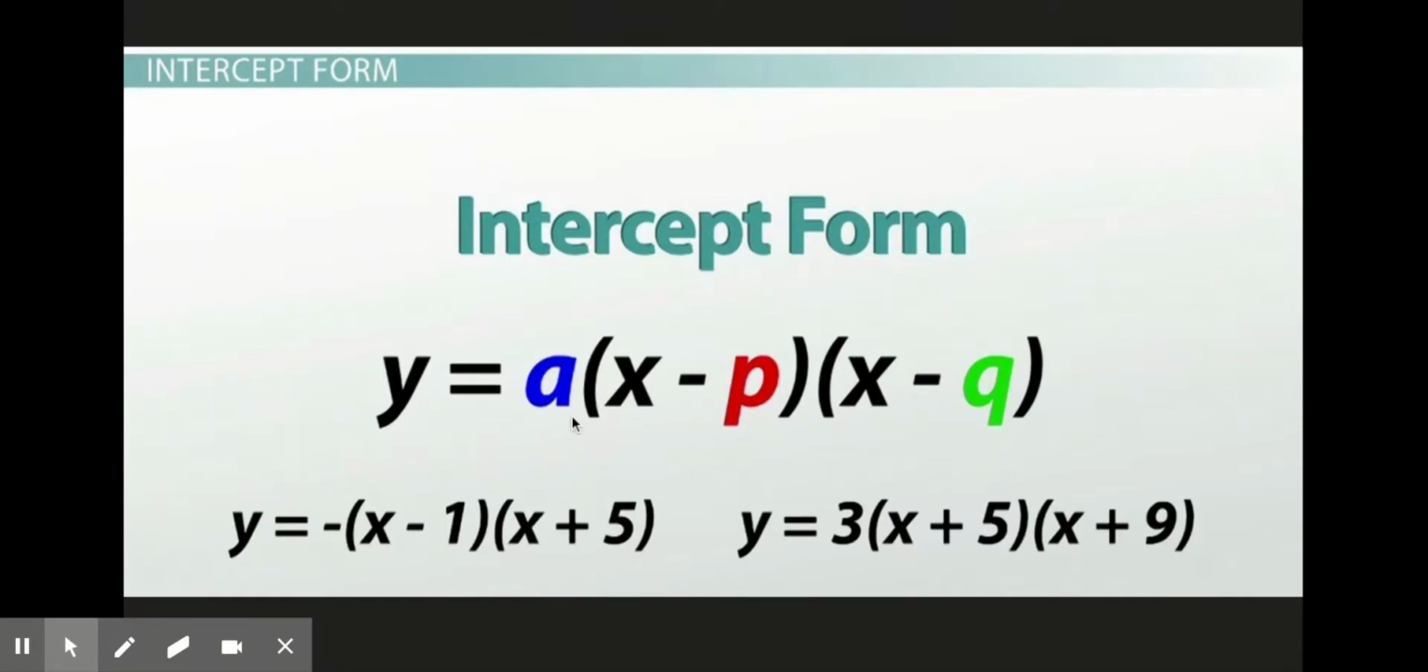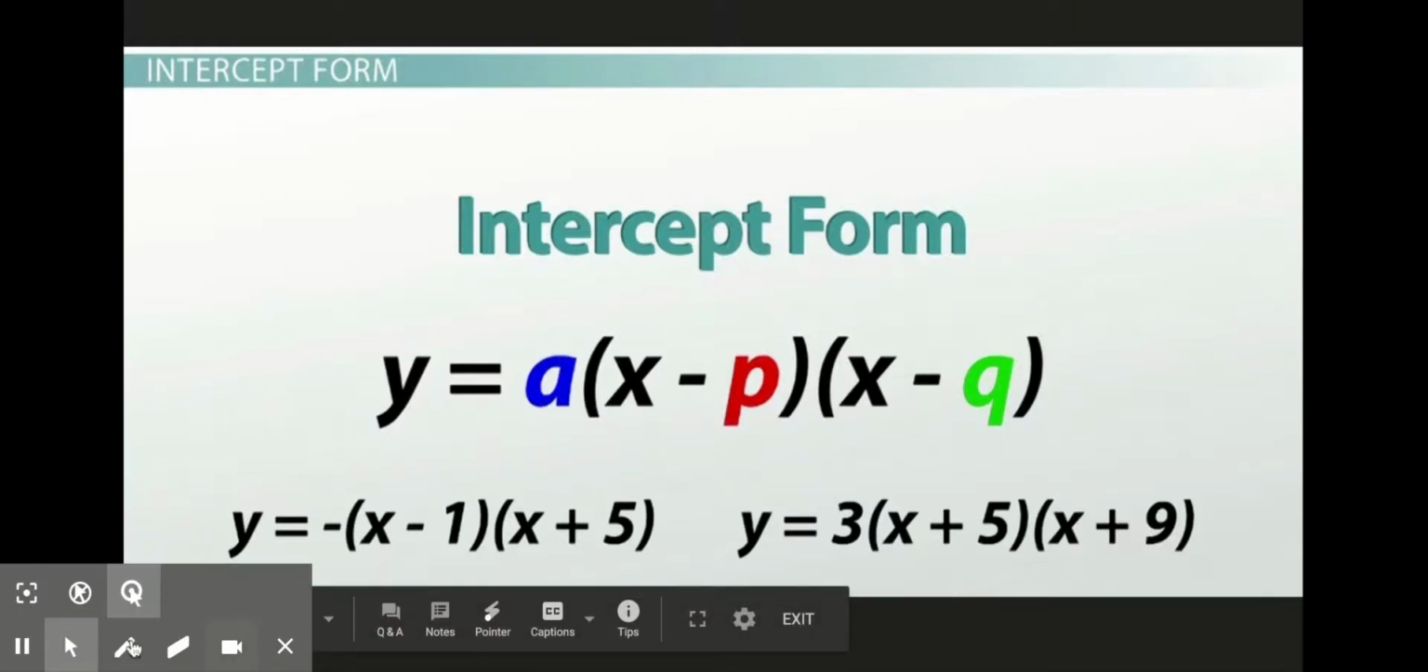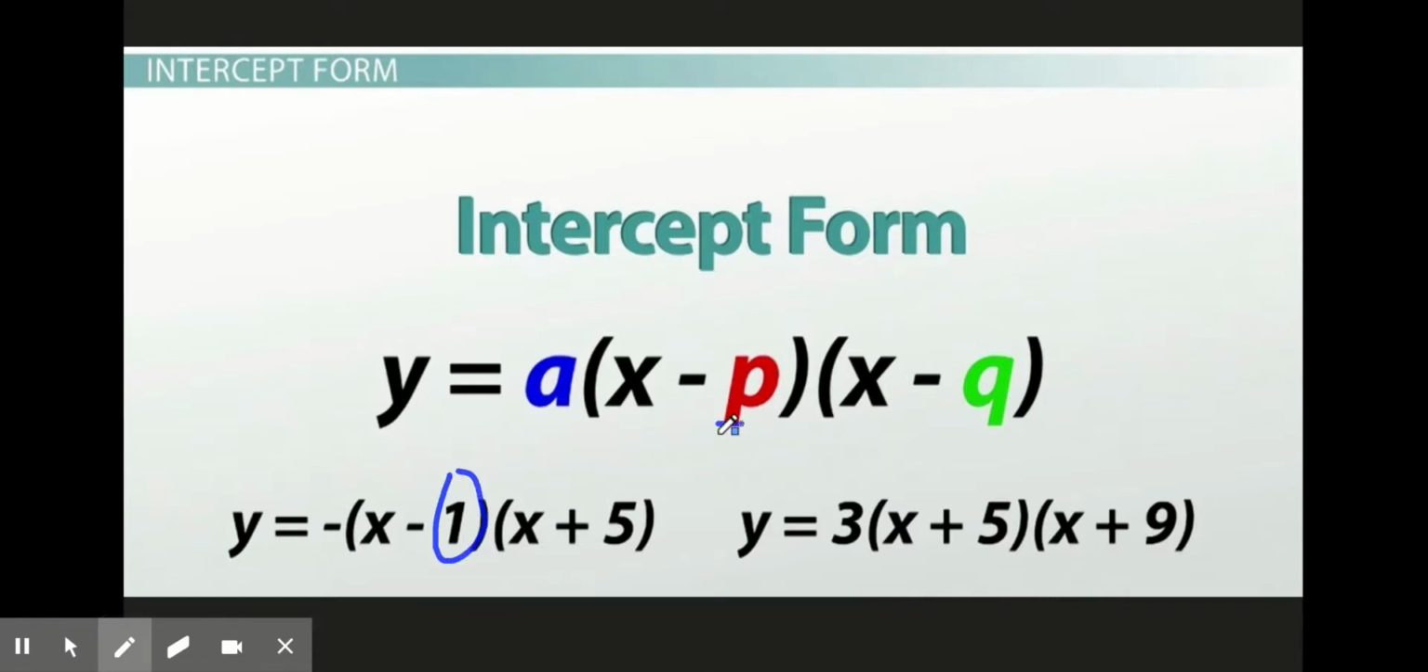What do these represent? These are new variables. These represent the x-intercepts, you guys. And I want us to think about why it means that it'll be our x-intercepts. Let's look at this problem right here. What happens if I actually plug in 1? Notice it's x minus p, so the p-value is 1. I'd get 1 minus 1, so negative 1 times 0 times 1 plus 5 is 6, but it doesn't really matter that 1 plus 5 is 6 because 0 times anything is 0. So I get a y of 0.